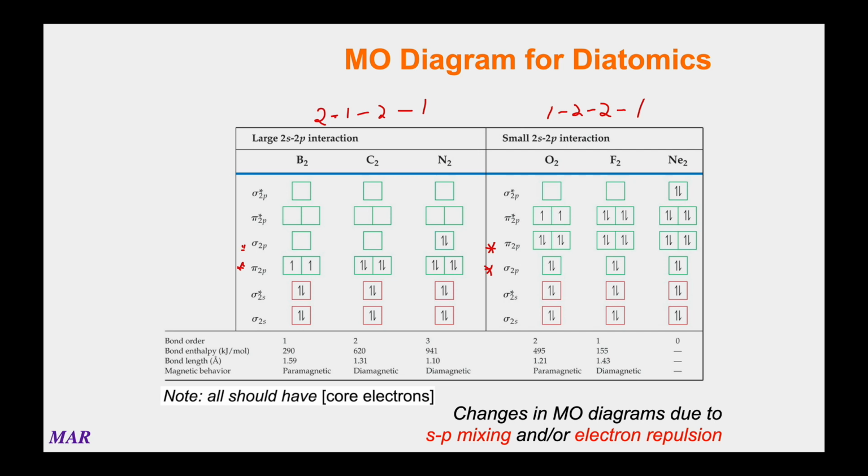The reason they try to rationalize why there's the 2-1-2-1 versus 1-2-2-1 diagrams is because of the sp mixing and/or electron repulsion. I don't really buy either one of them, so I think this is an area where scientists still have to figure some stuff out. But anyway, if you're curious why there's the 2-1-2-1 versus 1-2-2-1, those are the reasons they give. I'm not totally in love with either one of them, though.